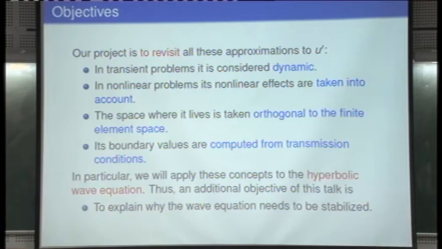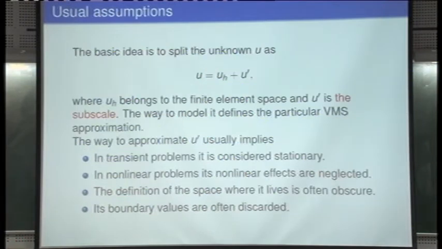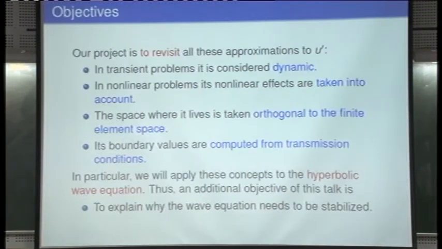So our idea is to avoid all these simplifications as much as possible. First, as I said, in transient problems we consider the time derivative of u prime. We consider what we call dynamic subscales. We take into account the nonlinear effect of the subscales. We take them orthogonal to the finite element space. That's what I mentioned yesterday and this morning.